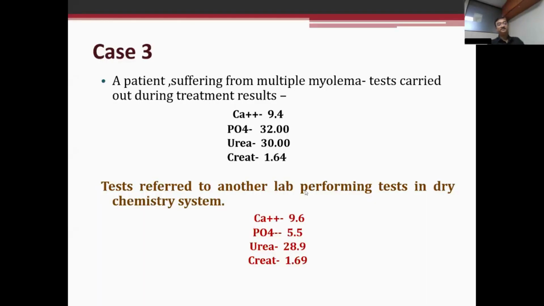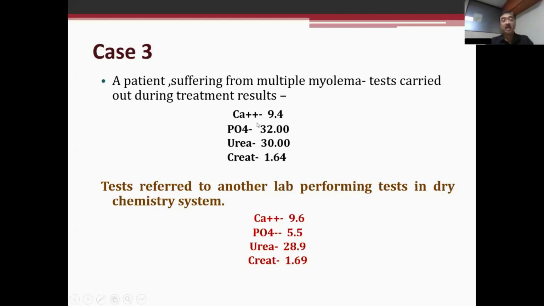Next, case 3. This is a peculiar case. A patient suffering from multiple myeloma. Test carried out during treatment shows calcium 9.4, phosphorus 32 mg per dl. Impossible for anybody to live with this condition. Urea, creatinine are more or less okay.